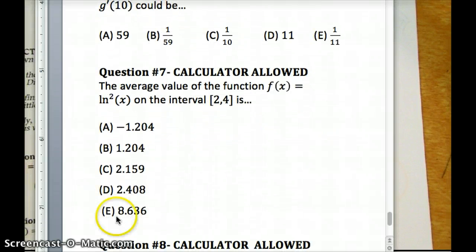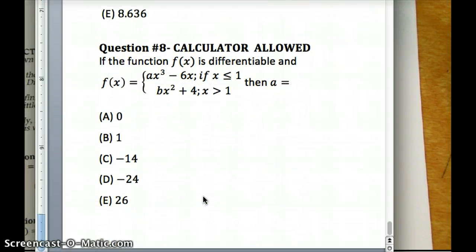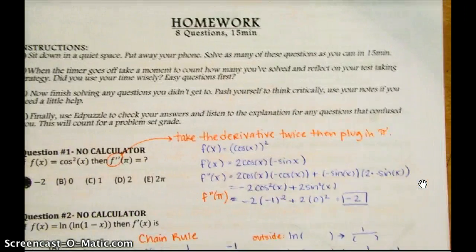And I actually made a mistake. Question 7 is not a question that you know how to do. So ignore this question altogether. Perfect, so let's get going with some answers.